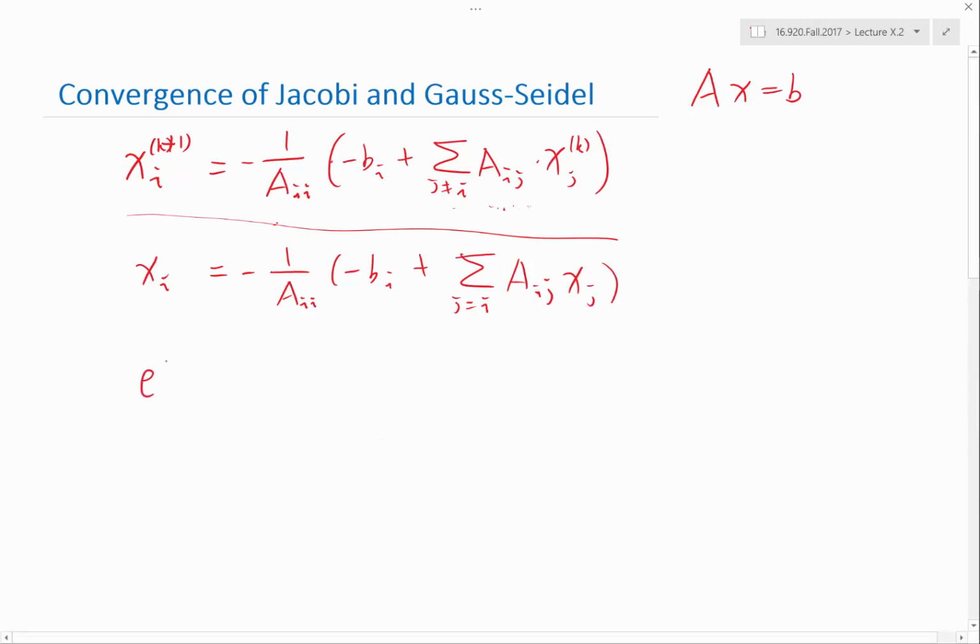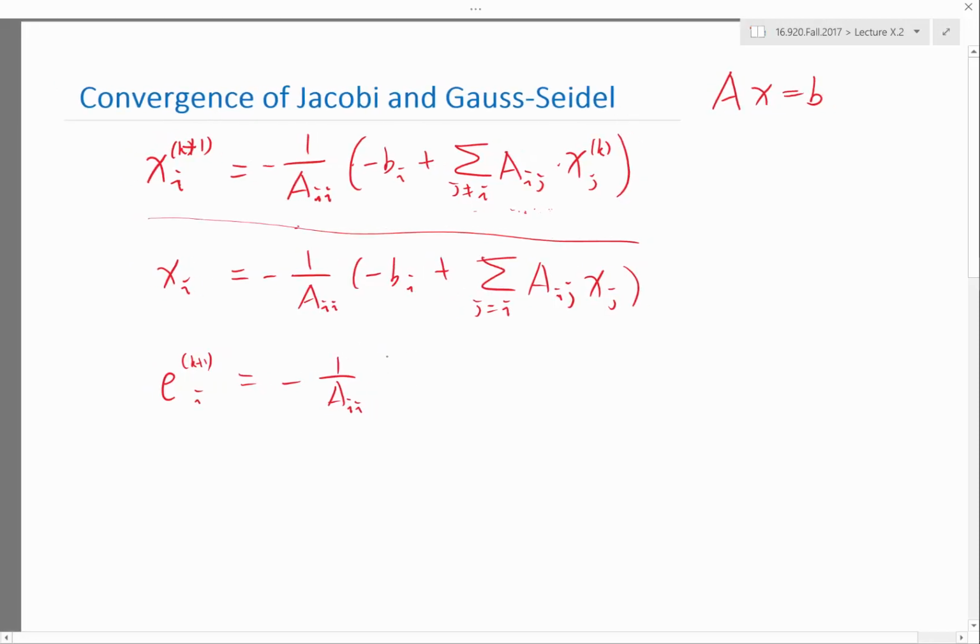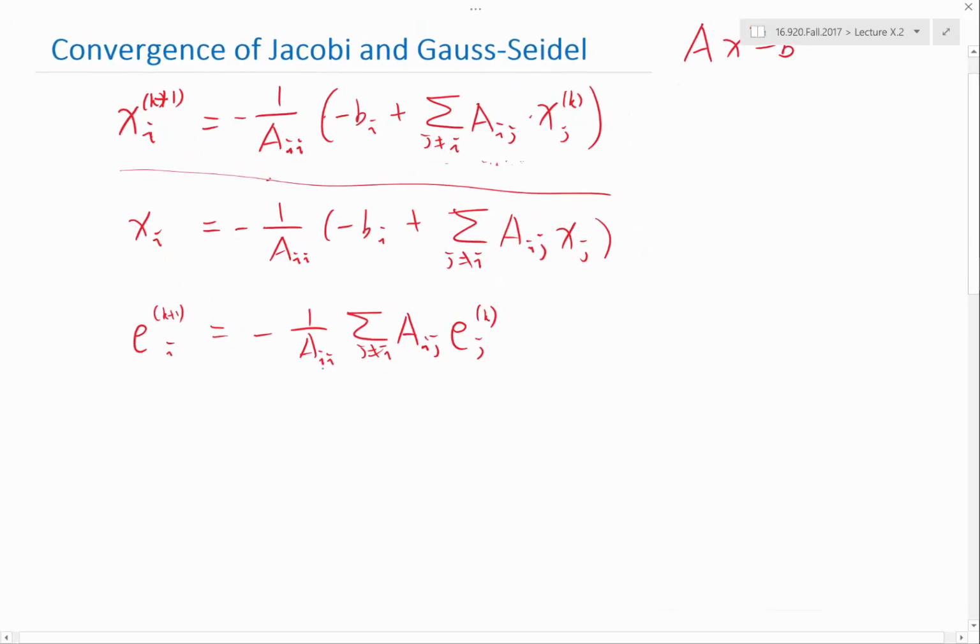And then if I subtract them, I get e, the error, equal to this without the b, because the b cancels out: e_i^(k+1) equals minus 1 over a_ii times the sum over j not equal to i of a_ij times e_j^k. So now it's pretty obvious why this Jacobi iteration is going to converge if the matrix A is diagonally dominant. If a_ii is greater than the summation of a_ij, where j is not equal to i, the diagonal entry dominates the sum of the off diagonal entries. This is called diagonal dominance.